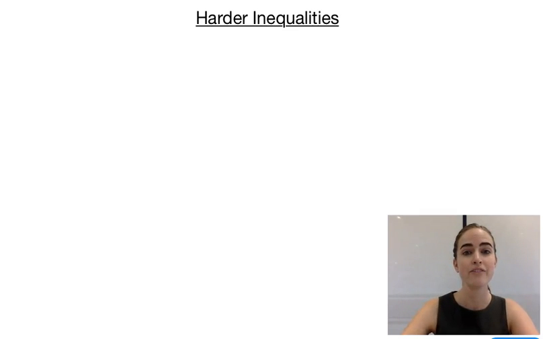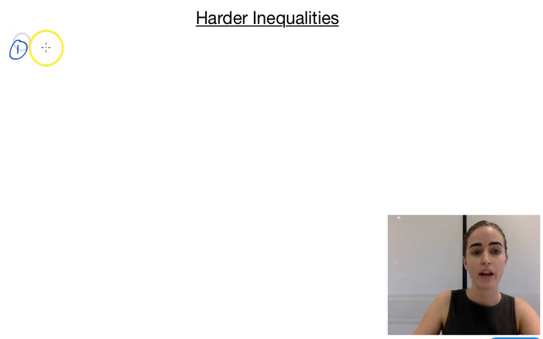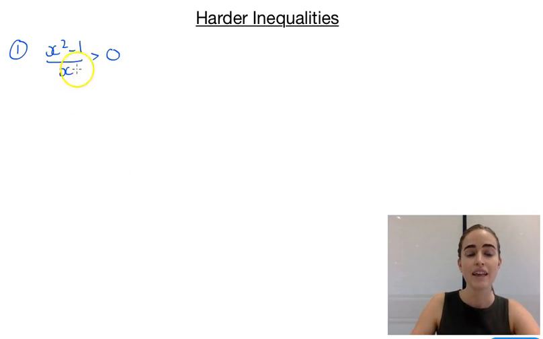In this video, I want to have a look at solving harder inequalities. So we're going to be looking at problems that involve unknowns in the denominator of an inequality. So for example, our first one, we're going to have a look at (x squared minus 1) over x is greater than 0. So this x in the denominator is going to make this problem a little bit different to a lot of the other inequalities that we've solved before.